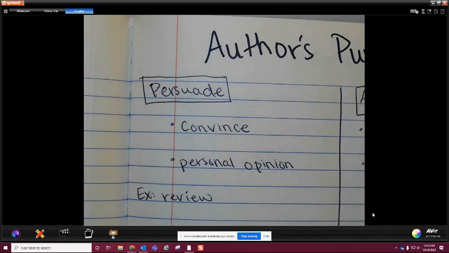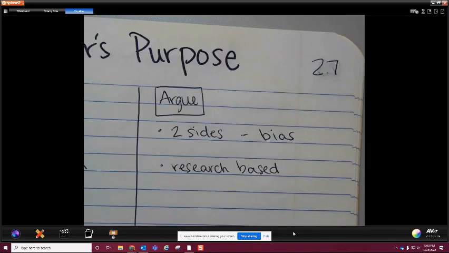The example I used in class was when I make a purchase on Amazon. They have all the different types of reviews, like a 5-star rating, or whatever that may be. And that's just an opinion. It's the opinion of that person, and they're trying to convince you, based on their personal opinion, to buy that specific item from Amazon. Okay? So that's persuade.